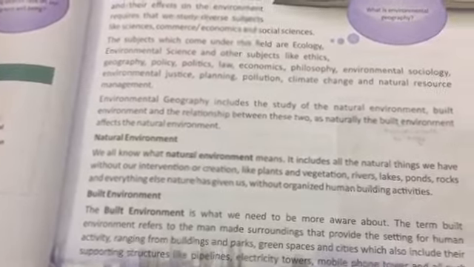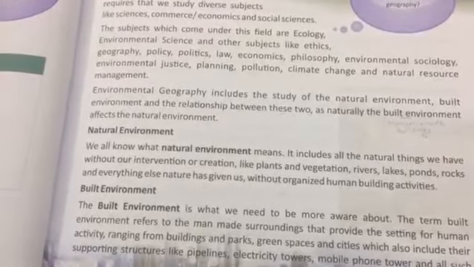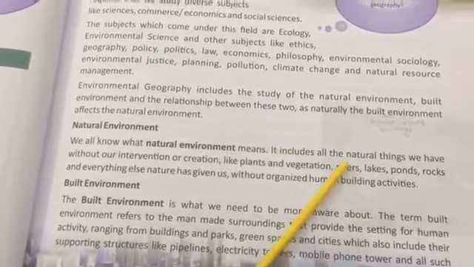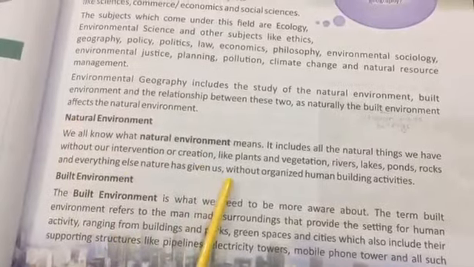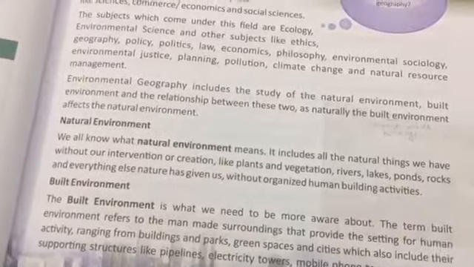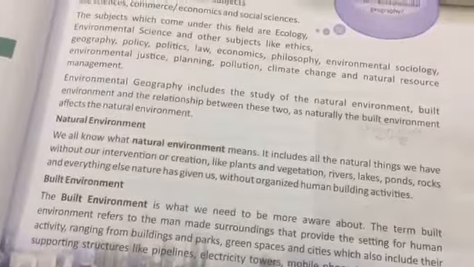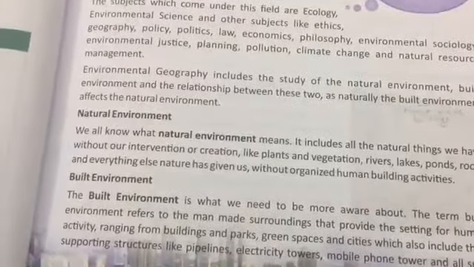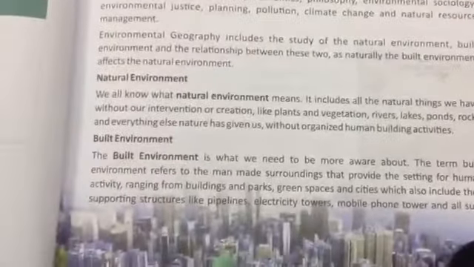Natural environment is that environment that is given to us by nature. For example, we have the plants, vegetation, rivers, lakes, ponds, rocks, and everything else nature has given us without organized human building activities. We have different trees, different plants, different rivers, lakes. So all those things that are in our environment, that surround us, come under the natural environment that is given by nature.